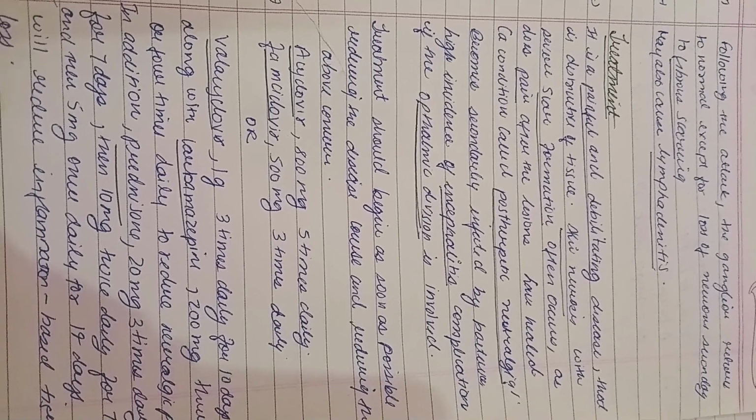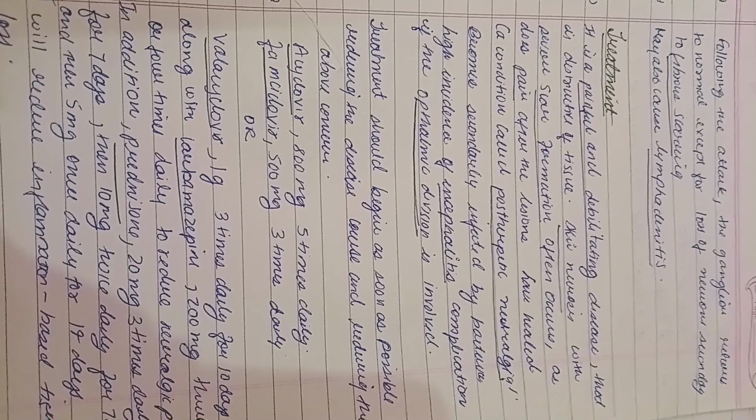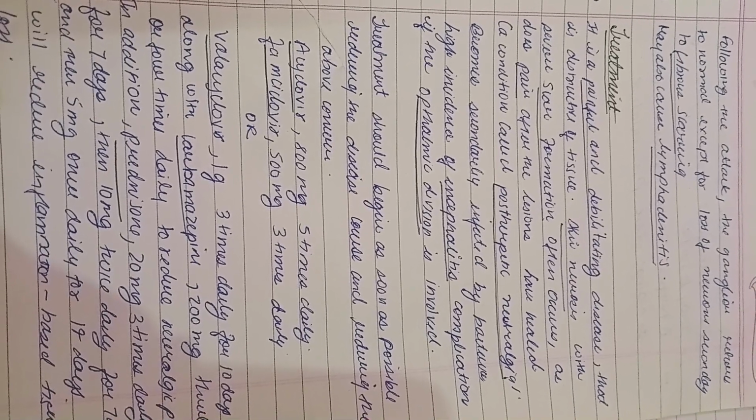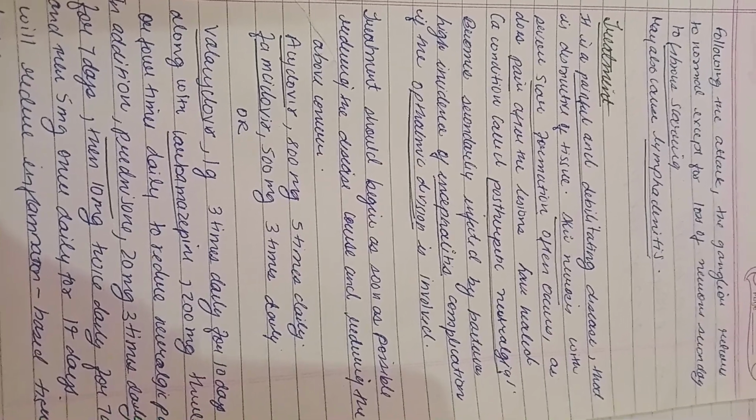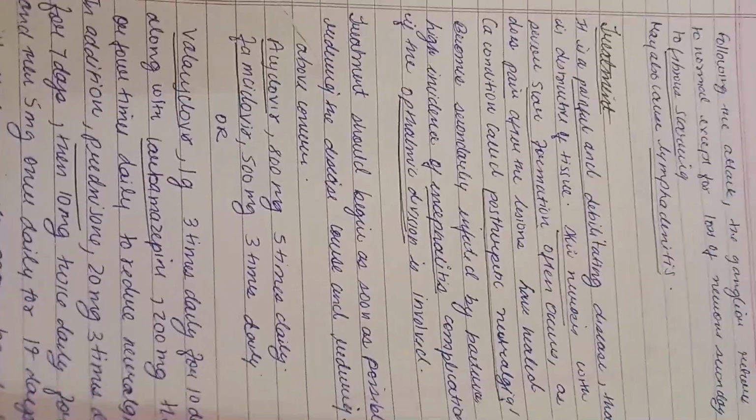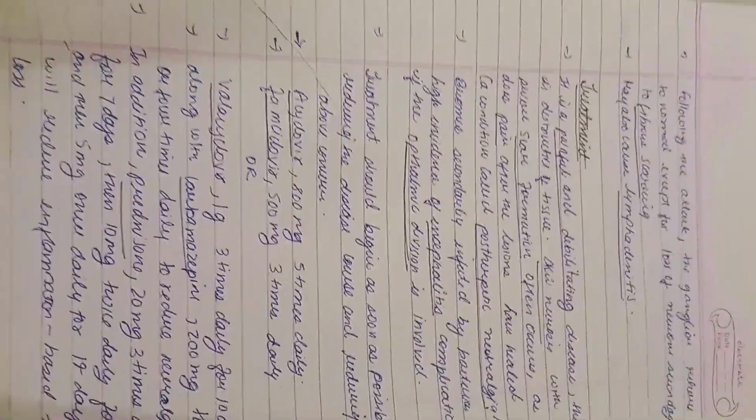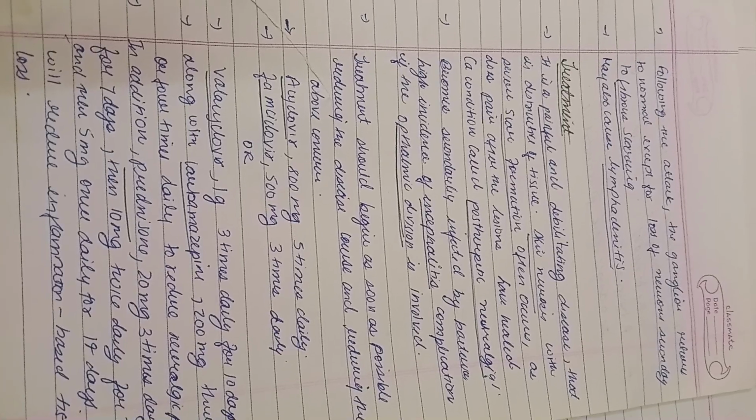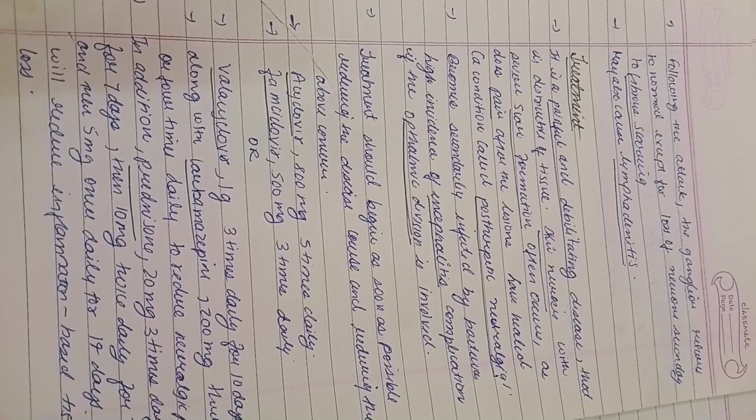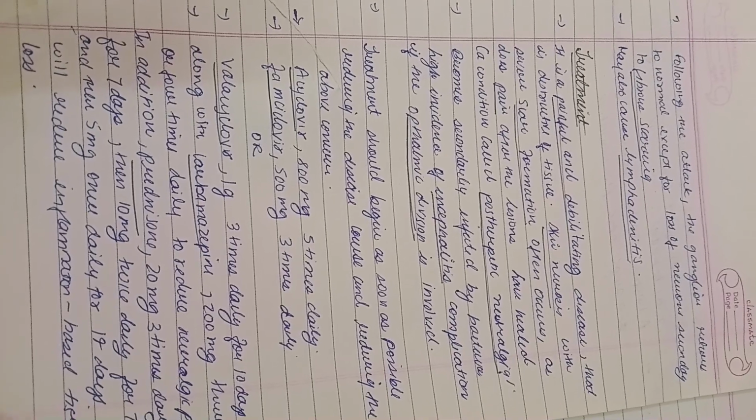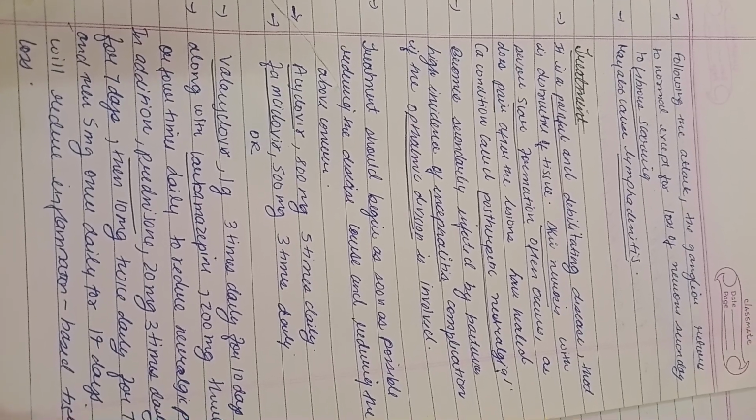Now coming to the treatment part. It is a painful and debilitating disease that is destructive of tissue. Skin necrosis with severe scar formation often occurs, as does pain after the lesions have healed, a condition called postherpetic neuralgia. So when the lesion heals, there is a pain which is known as postherpetic neuralgia. And it may become secondarily infected by bacteria. There is a high incidence of encephalitis complication if the ophthalmic division is involved.